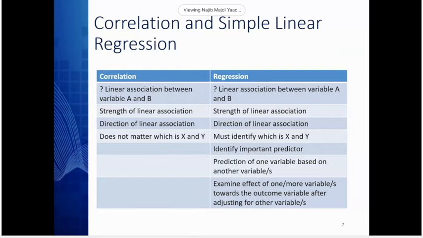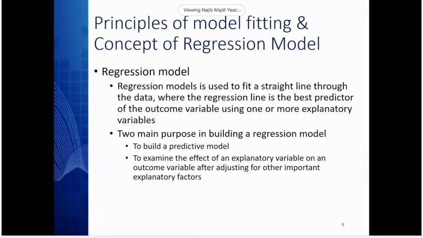So we proceed. A regression model is used to fit a straight line through the data, where the regression line is the best predictor of the outcome variable using one or more explanatory variables. There are two main purposes in building a regression model. The first is to build a predictive model, and the second is to examine the effect of an exploratory variable on an outcome variable after adjusting for other important explanatory variables.